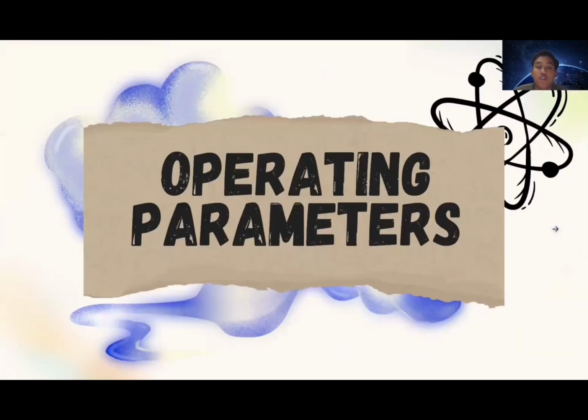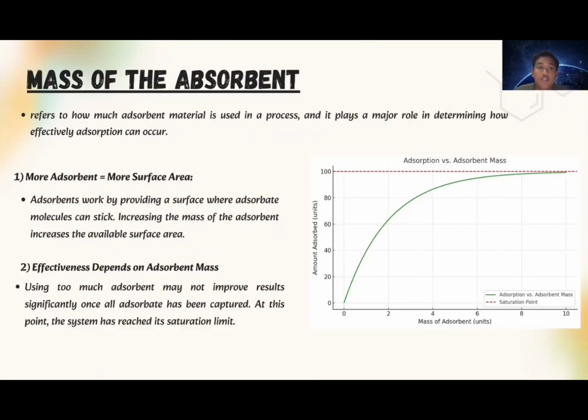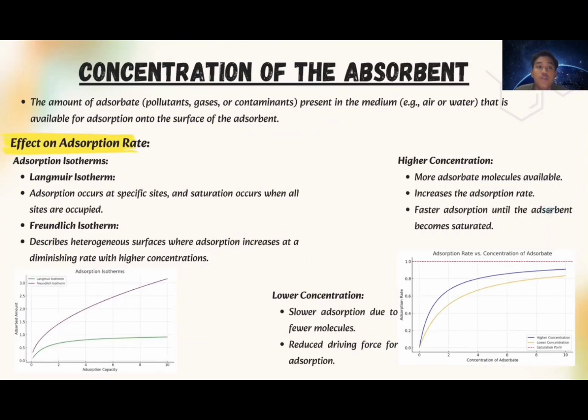Next, I'm going to talk about the operating parameters. Firstly is contact time. It refers to the amount of time the adsorbate remains in contact with the adsorbent. Next is mass of the adsorbent. It refers to how much adsorbent material is used in a process, and it plays a major role in determining how much adsorption can occur. The third one is concentration of the adsorbate: the amount of adsorbate present in the medium that is available for adsorption onto the surface of the adsorbent.